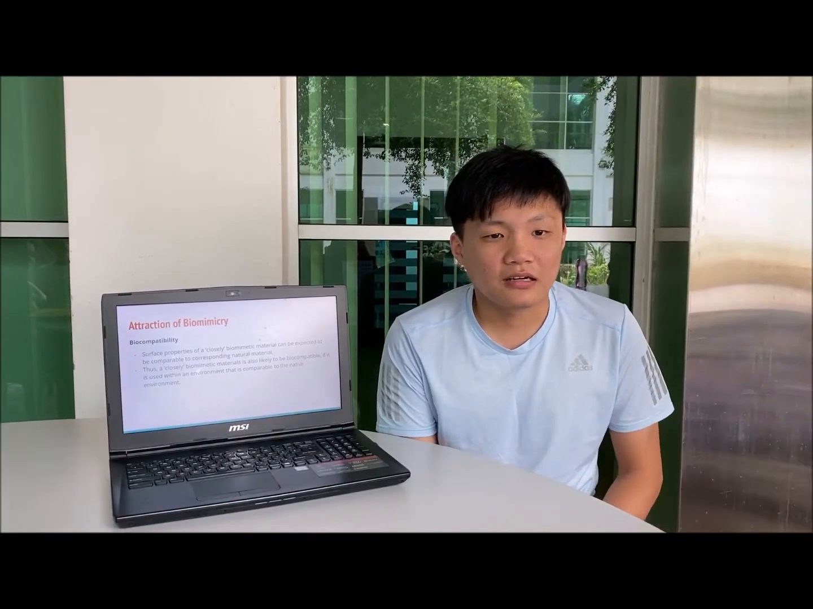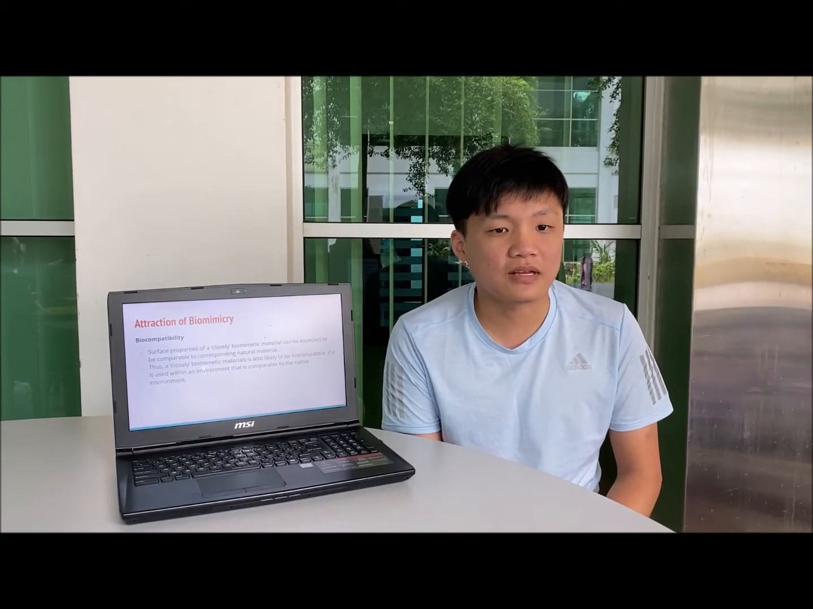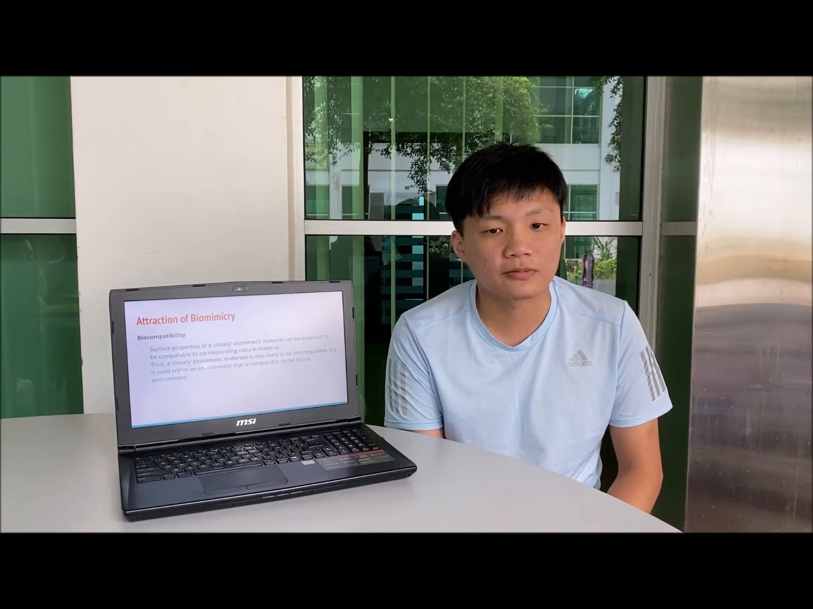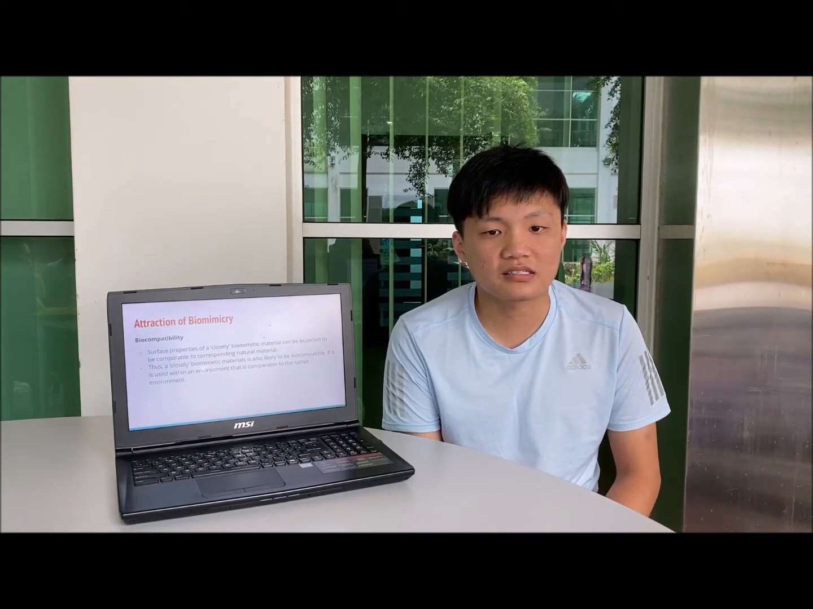Now I will explain about the attractions of biomimicry. The first one is biocompatibility. The surface property of a closely biomimetic material can be expected to be comparable to the corresponding natural material. So a closely biomimetic material is also likely to be compatible if it is used within an environment that is comparable to the native environment.